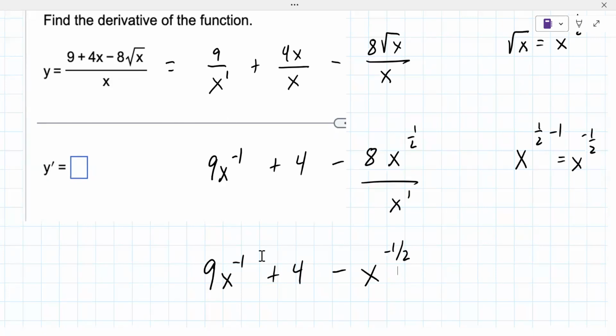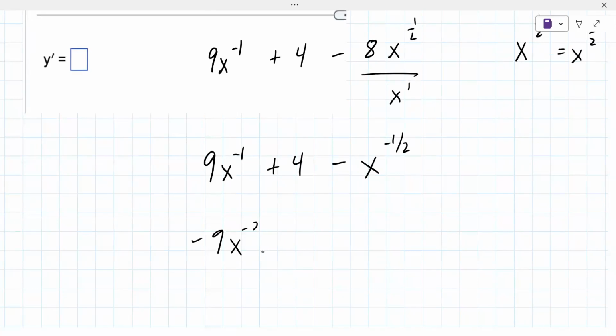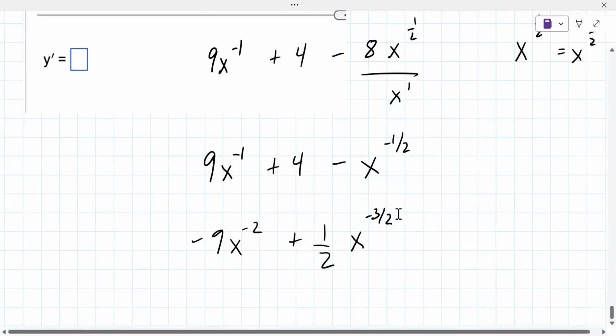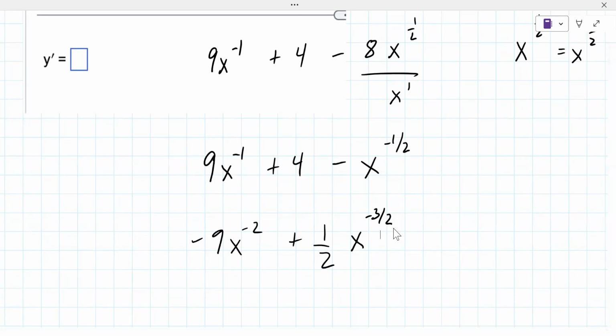Would it be -9x to the -2 plus 1/2 over x to the 1.5? I would probably go this way with it. I would just leave the exponents negative. Like when you subtract 1, it becomes -3/2.